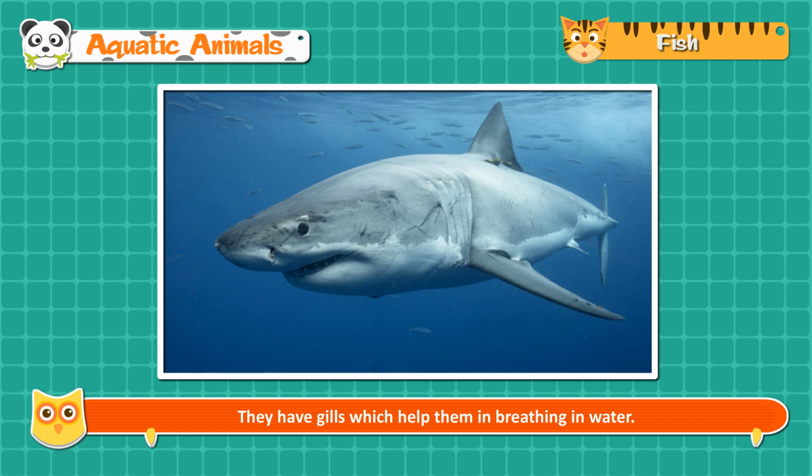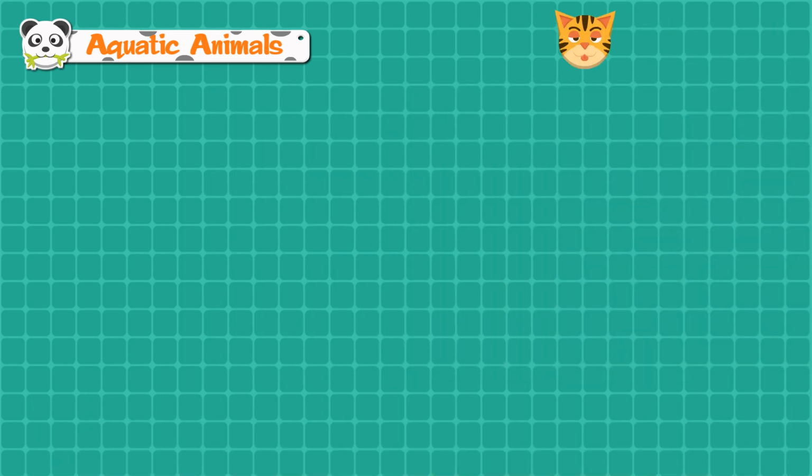Fish. They have gills which help them in breathing in water. They have fins that help them in balancing their bodies in water and swimming, and their streamlined bodies enable them to move in water easily.